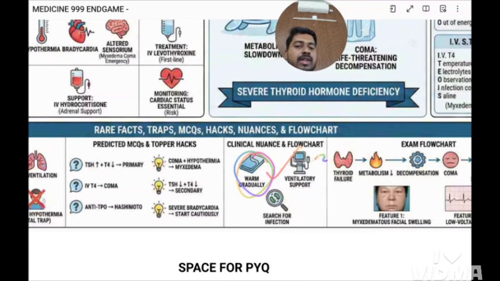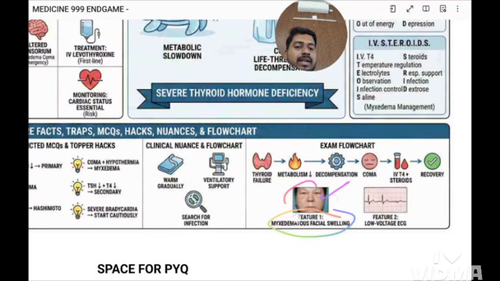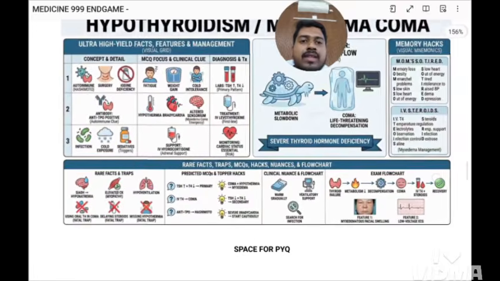You have to warm gradually, not suddenly. Ventilator support you have to give, and search for the infection source. Now this is the myxedematous facial swelling that you are seeing, and these are the low voltage ECG complexes, and bradycardia also, that you see in case of Myxedema coma. Once thyroxine is given, there will be gradual improvement.